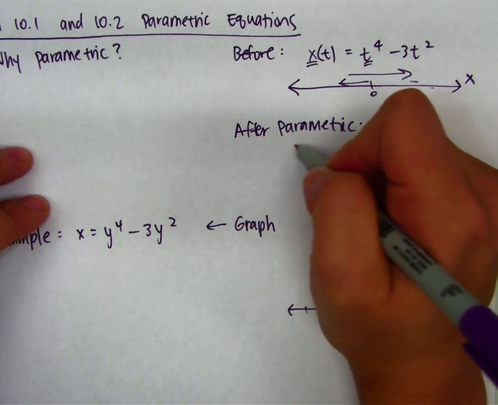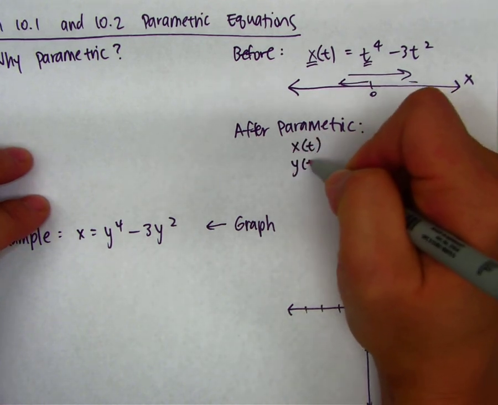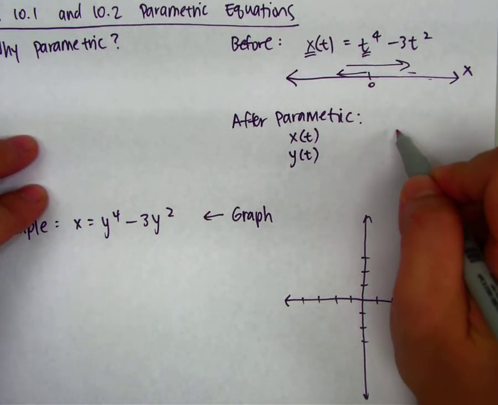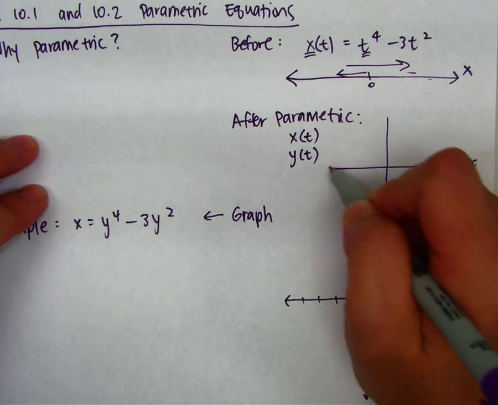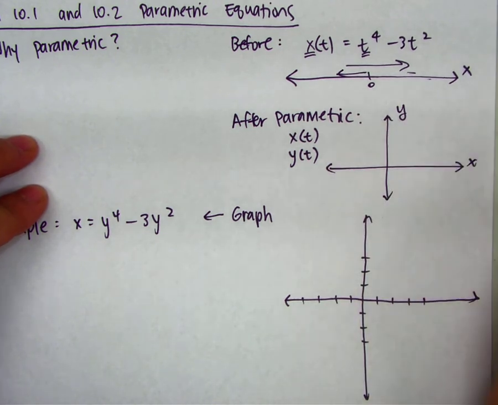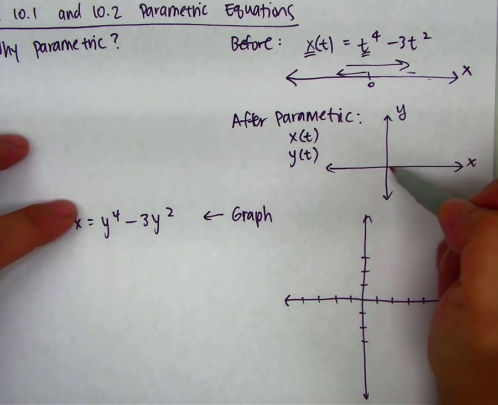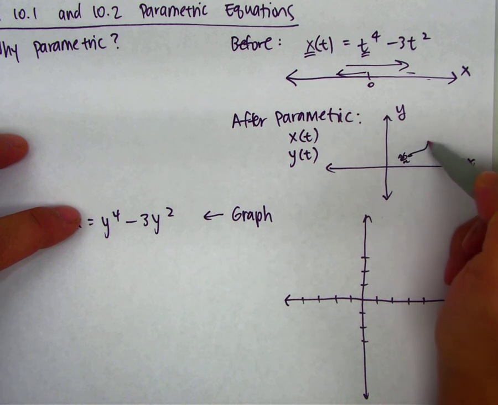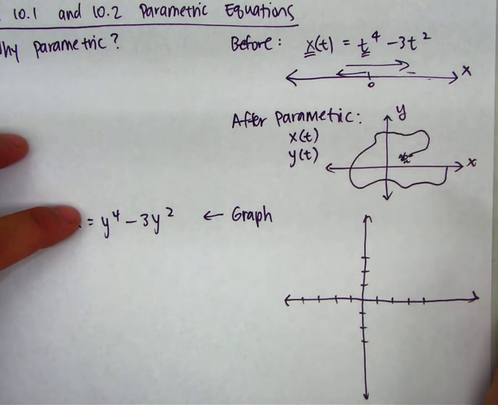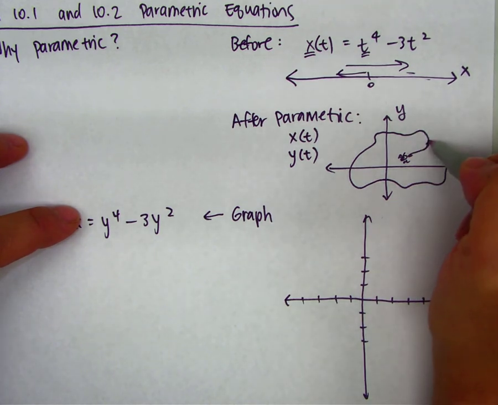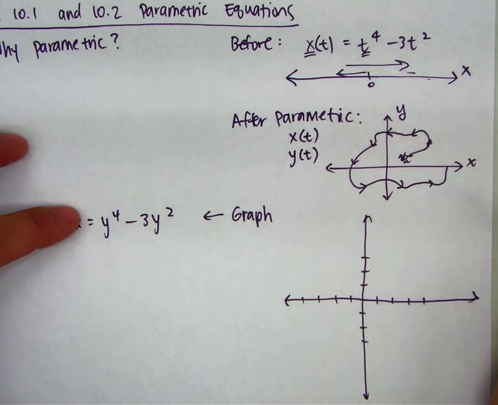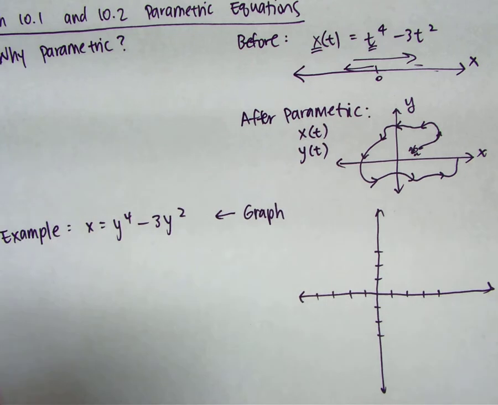Now after parametric, I am actually defining two dimensions, an x of t and a y of t. So what that would now look like is I have an x direction and a y direction. So now if I have some sort of particle or a little itty bitty ant or spider, I can track its path and where it's going. All right? So it's going somewhere this way, and it has some sort of a direction down this path.